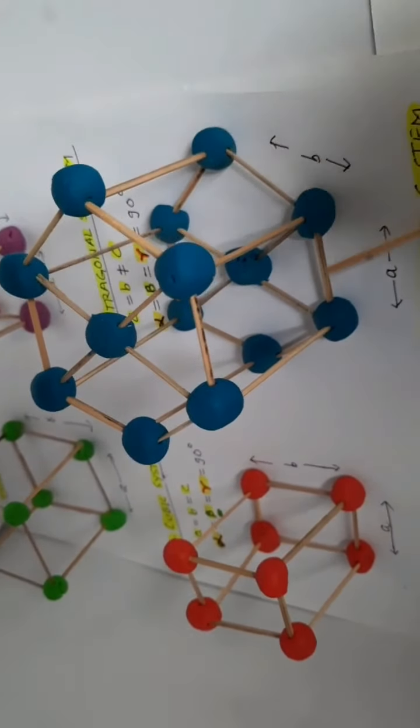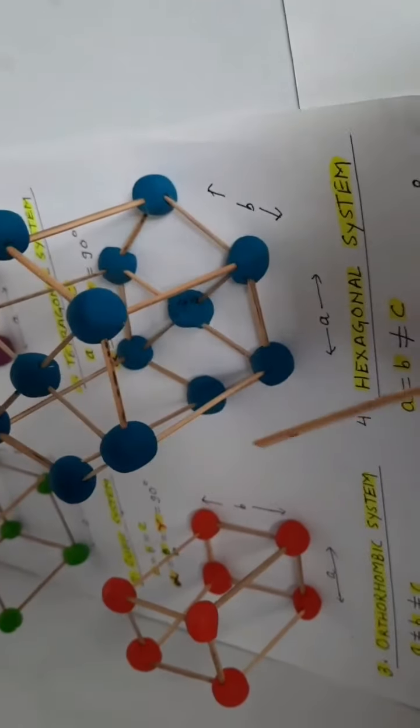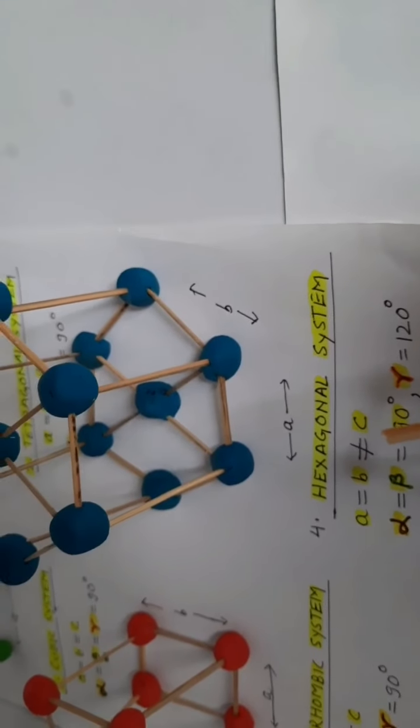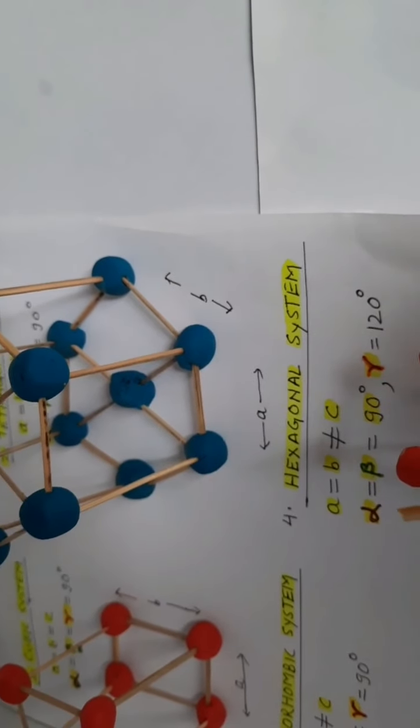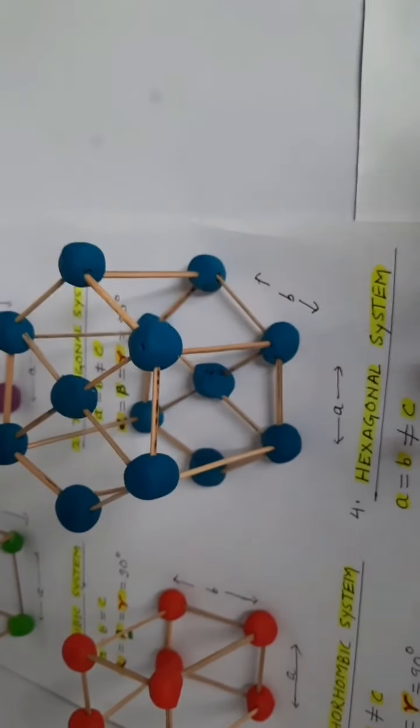This is an example of hexagonal unit cell where A and B are equal to each other but they are not equal to C. Alpha and beta are equal to each other and they are also equal to 90 degree, whereas gamma is equal to 120 degree.